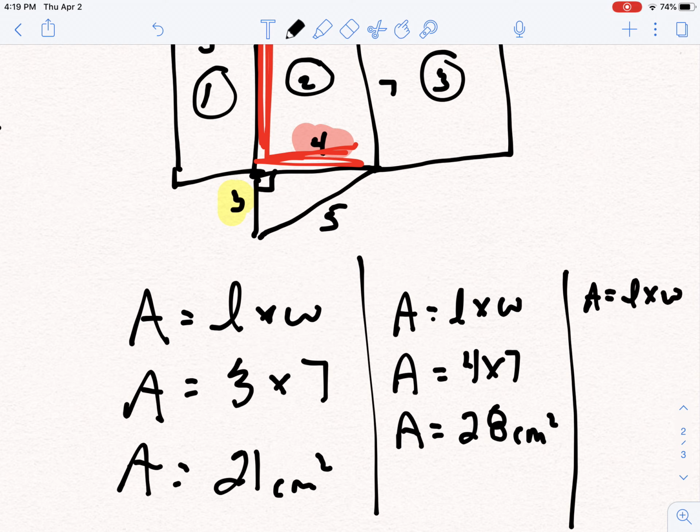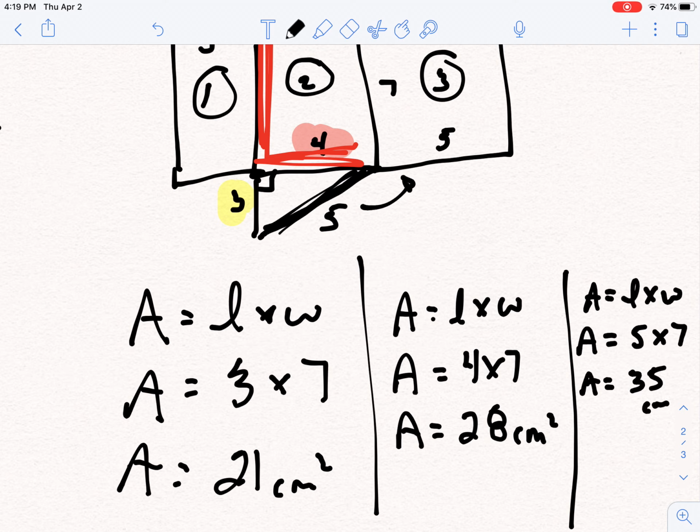Length times width. We know that this length was 5, because this side length here, that I'm kind of scribbling dark, is exactly the same. They touch there, so that has to be 5 as well. So this one becomes 5 times 7. 5 times 7 is 35 centimeters squared.